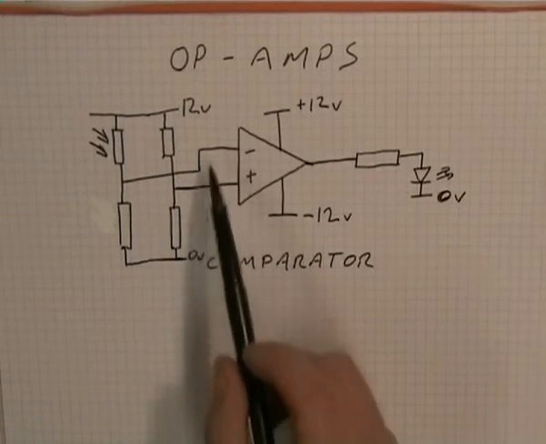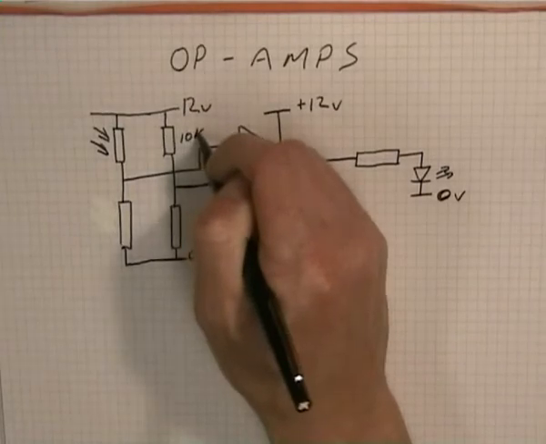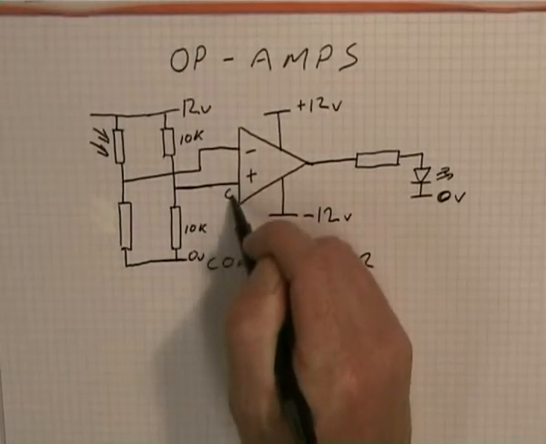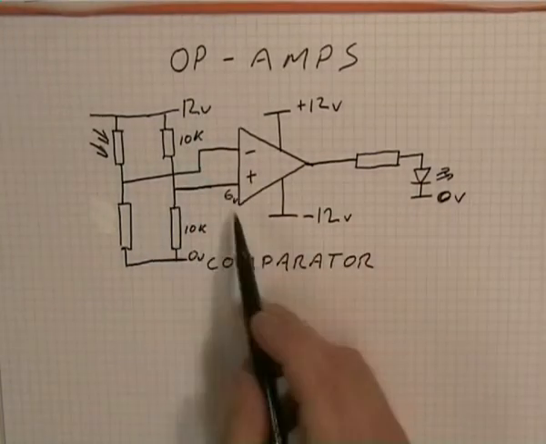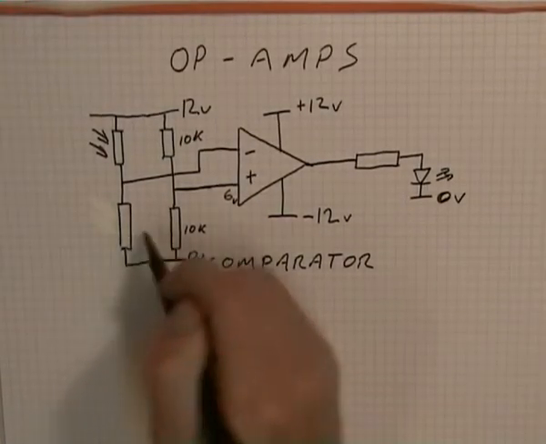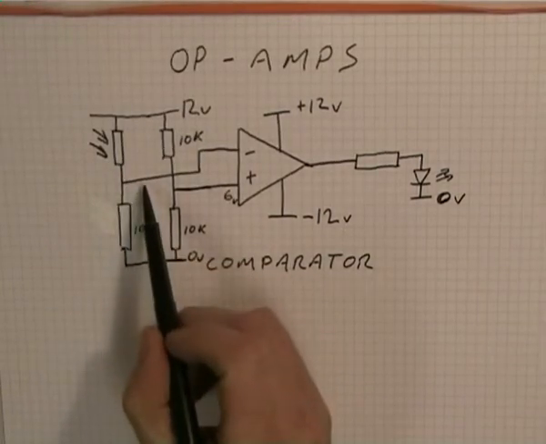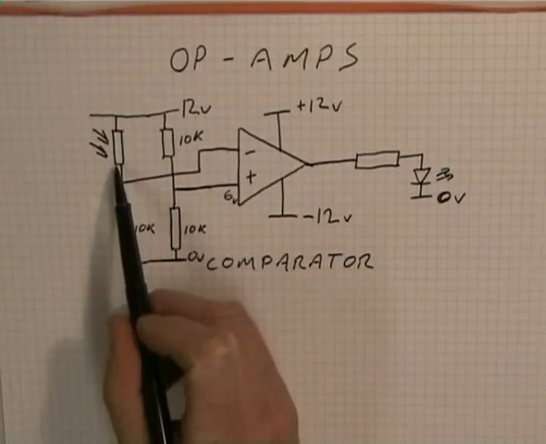Two inputs. This one with two resistors, we'll just make them the same size, 10k, 10k. That will be 6 volts. And we'll just divide that 12 volts in two, so that input there will be 6 volts. The other one, we've got an LDR on the top here. So the voltage here and then here will change as the light level changes.